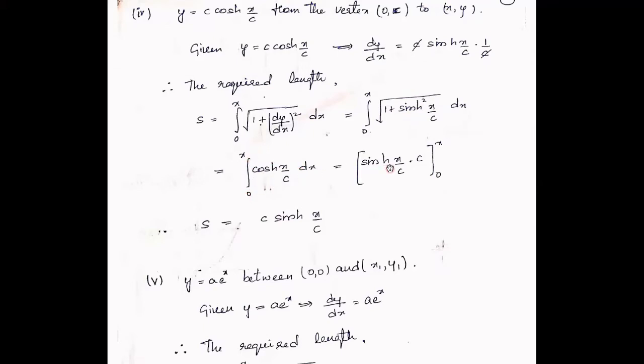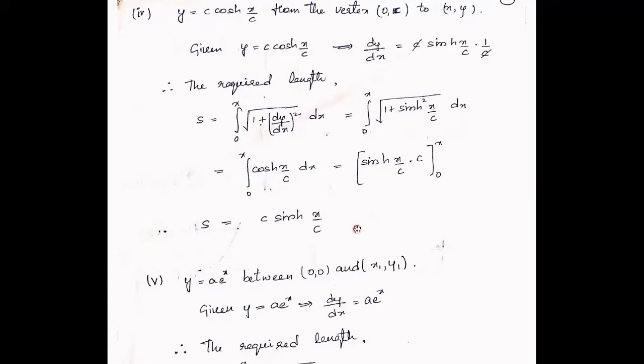Integrating cos hyperbolic, you have sine hyperbolic x by c divided by 1 by c, because the derivative of x by c is 1 by c. Since it is an integral, you need to divide by that derivative, that is 1 by c, so into c, between the limits 0 and x. So here it is equal to c into sine hyperbolic x by c. The lower limit will be 0.